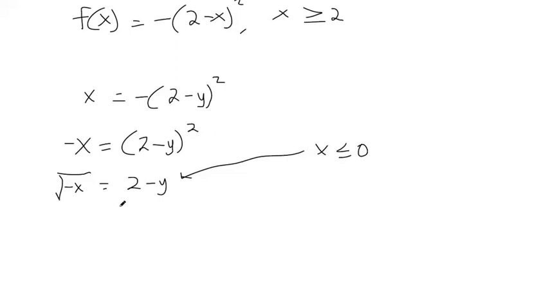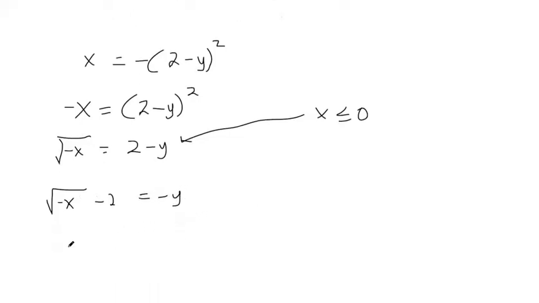So we're going to subtract that 2 from both sides. We're going to divide -1 from both sides. So that just means we'll flip all these signs. And there's our inverse function with that restriction.